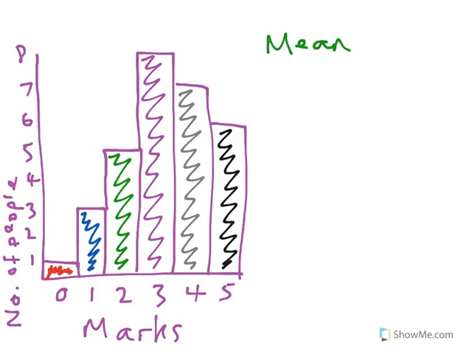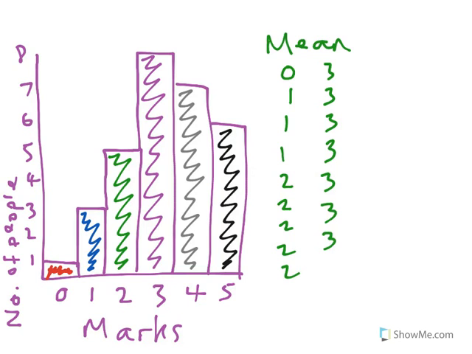So what are all the numbers? Well, as I said, one person scored 0 marks. 3 people got 1, so 3 ones. 5 people got 2. 1, 2, 3, 4, 5. 8 people scored 3. 1, 2, 3, 4, 5, 6, 7, 8. And 7 people got 4. 1, 2, 3, 4, 5, 6, 7. And 6 people got 5.